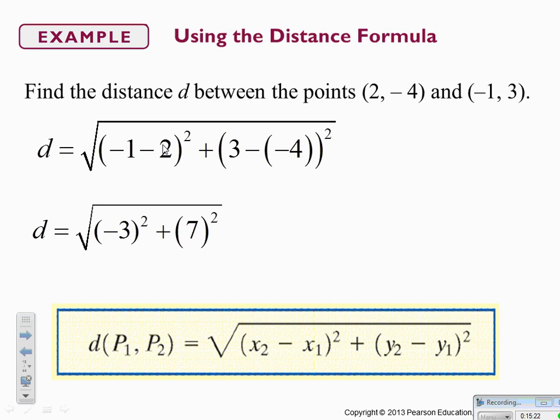And then the next order of operation would be to take care of those exponents. Negative 3 squared is 9, and 7 squared is 49. Add those two together, and I get 58. If you were being asked for the exact answer, you would stop here at square root of 58. If you were going to be asked an approximate answer, you'd go ahead and do the calculation and get approximately 7.62. Watch for them to tell you to round to the nearest hundredth, then round to the nearest hundredth.